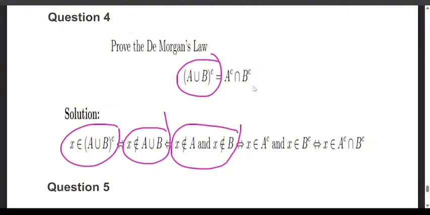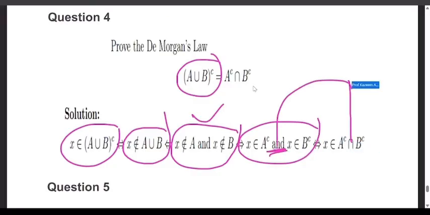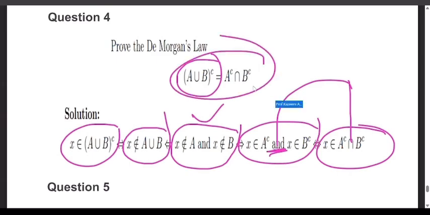x does not come from A and x does not come from B. And another way to write x does not come from is to change that. I can change that to x comes from the complement of A, x comes from the complement of B. And now that leads to an intersection, then I will say x belongs to the complement of A intersection the complement of B. So that's another beautiful way to prove the first De Morgan's law.